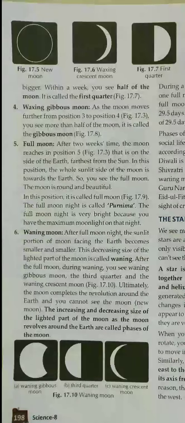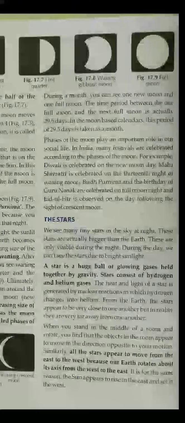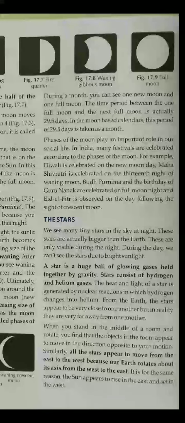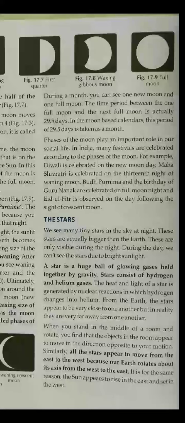The increasing and decreasing size of the lightened part of the moon as the moon revolves around the earth are called the phases of the moon. During a month, you can see one new moon and one full moon. The time period between one full moon and the next full moon is actually 29.5 days. In moon based calendars, this period of 29.5 days is taken as a month.